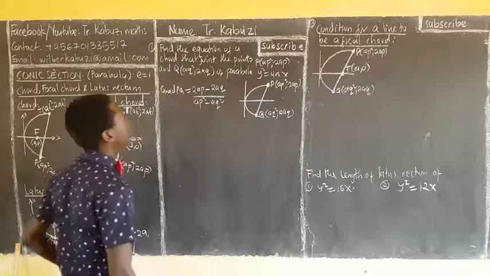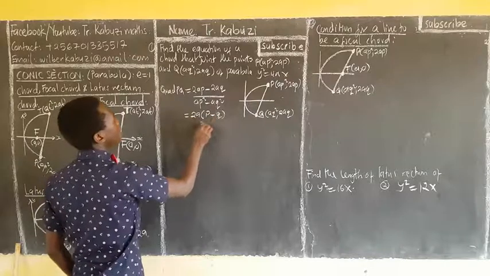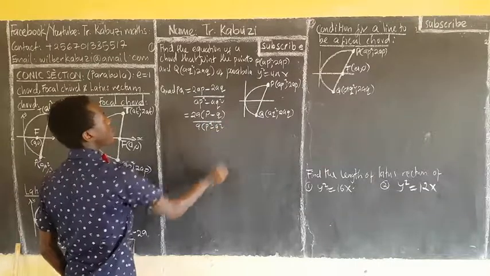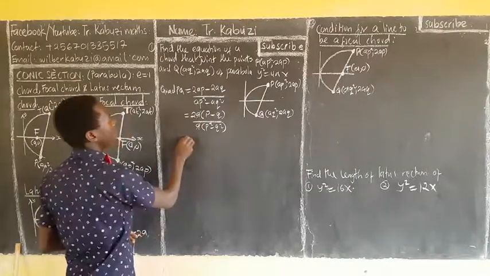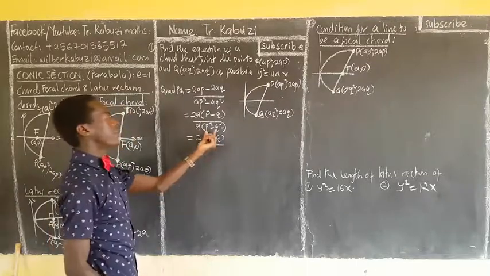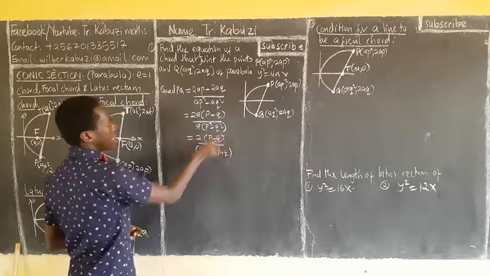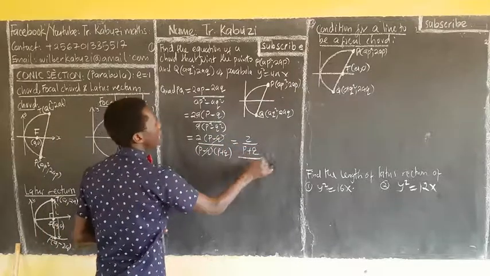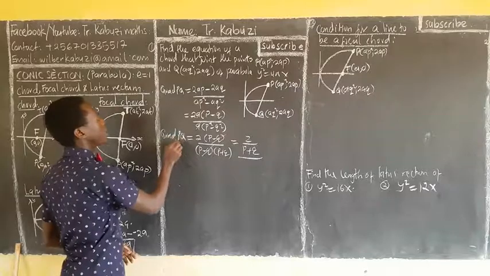So 2a is common, so if I factorize out 2a, I'll have 2a into (p minus q), then down, a is common into (p squared minus q squared). From there, this a goes away. So up I have 2 into (p minus q). Then down, this is the difference of squares, which will be (p minus q) times (p plus q). So this goes away with this, and so now I have 2 over (p plus q) as my gradient of PQ. This is our gradient of that line PQ.